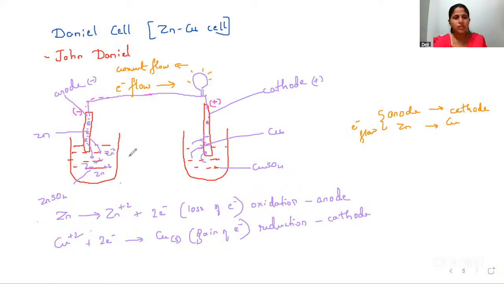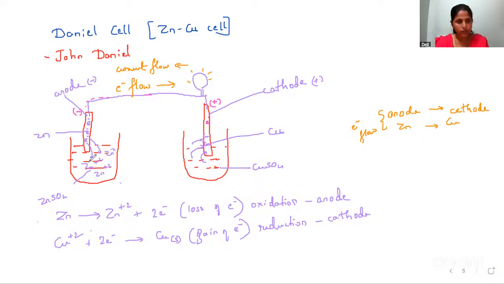Now see, as the reaction is proceeding, Zn plus 2 is increasing in the first beaker. Zn is getting converted, giving away electrons, and Zn plus 2 ions are coming into the solution. Already Zn plus 2 ions are there in the solution.